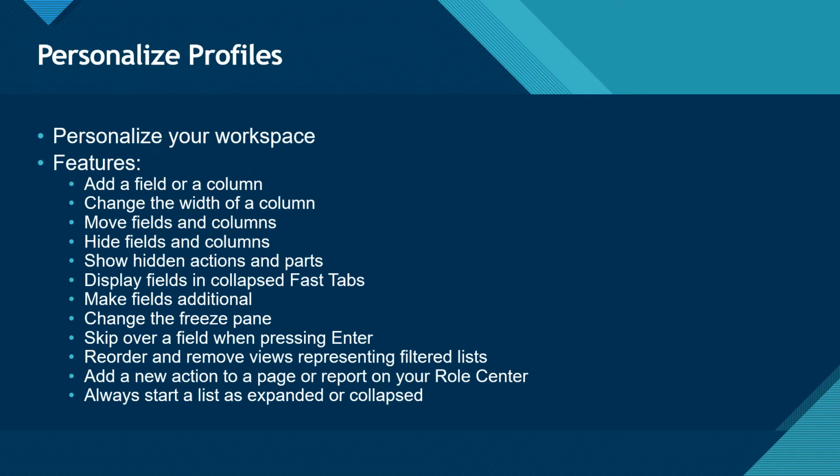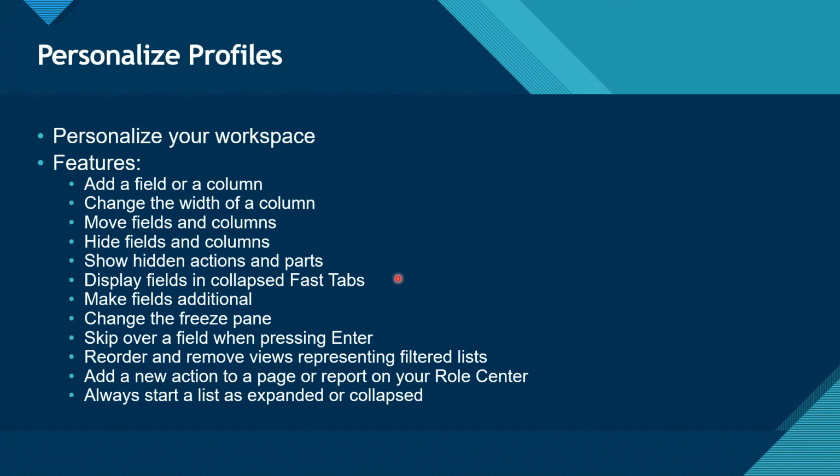In personalizing profiles, the following activities can be done. Here, the user can personalize his workspace. In personalizing the profile, the user can add a field or a column, or they can change the width of a column. They can move fields and columns to the right and left. They can hide fields and columns if they want to, and show the hidden actions and parts.